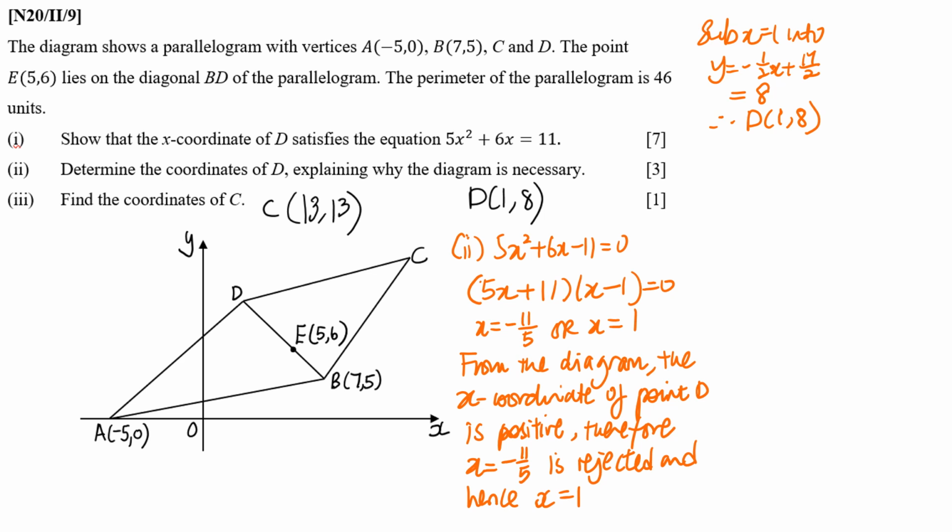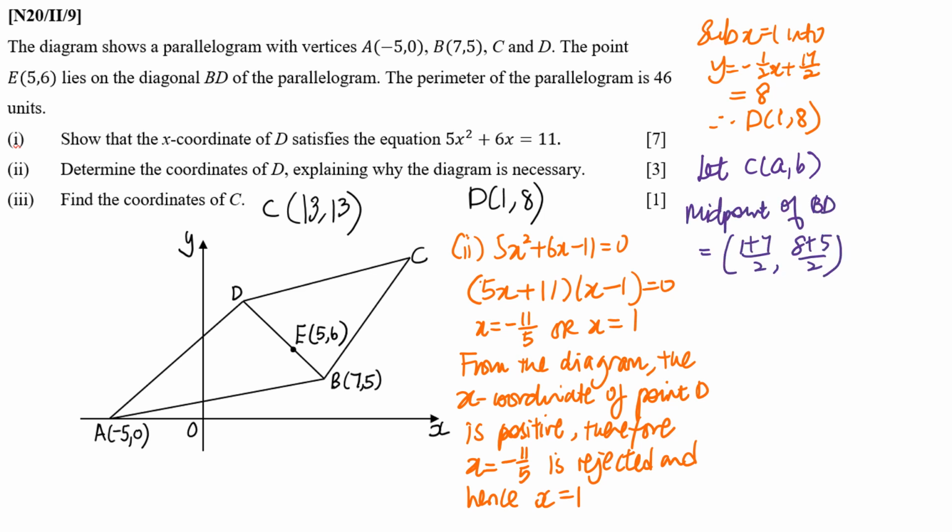So part 3 is to find the coordinates of C. And I must say that there are quite a few steps to do part 3. Because this is a parallelogram, right? For parallelograms, the diagonals will cut at the same midpoint, right? So let point C be (a, b).